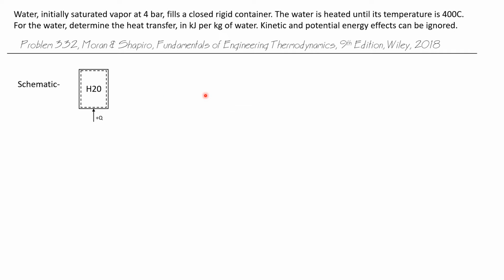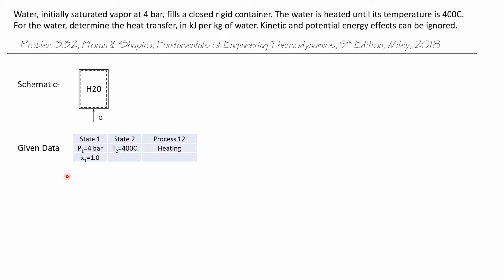Well, let's lay out our 5-part storyboard, starting with a schematic. So I've drawn a rigid tank, and the tank is filled with water, and I've drawn the boundary around the water molecules. So the water molecules form our system. And the volume of this tank is constant, and since it's a closed system, the mass of the water is constant, and therefore the specific volume of the water in the tank is also constant.